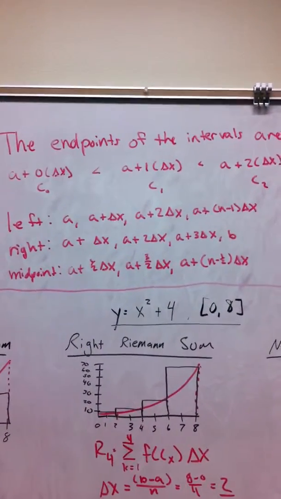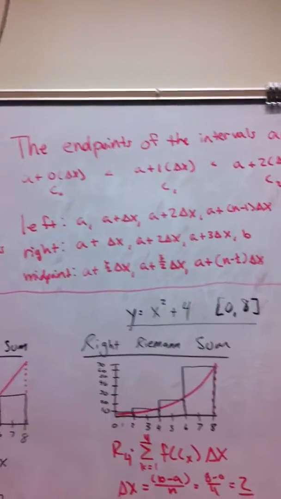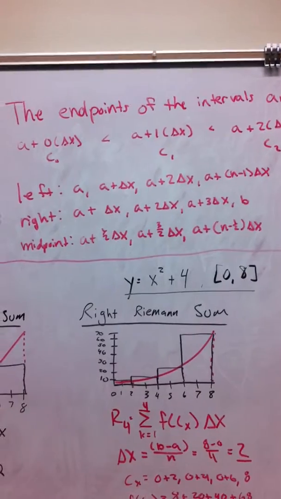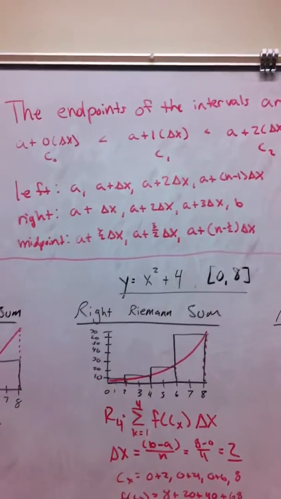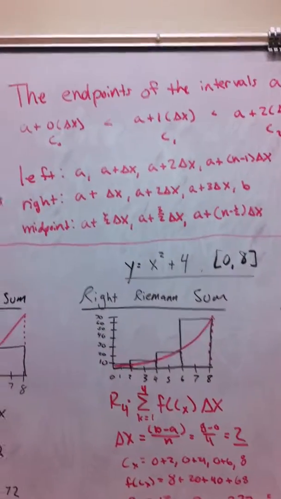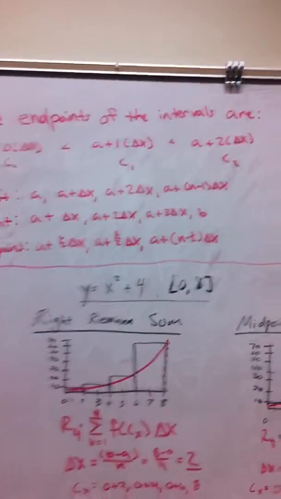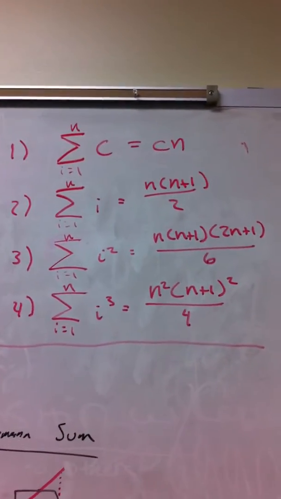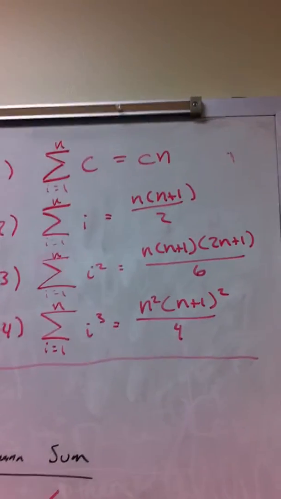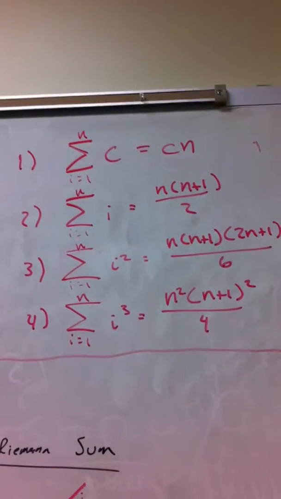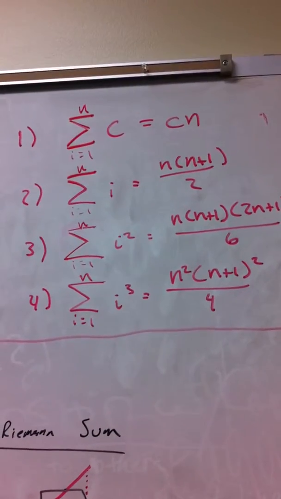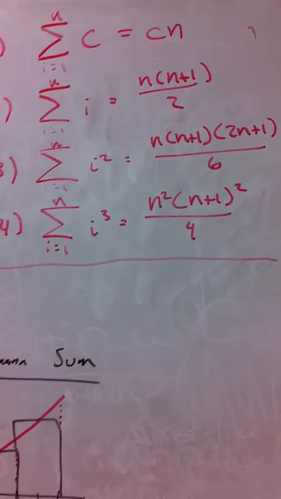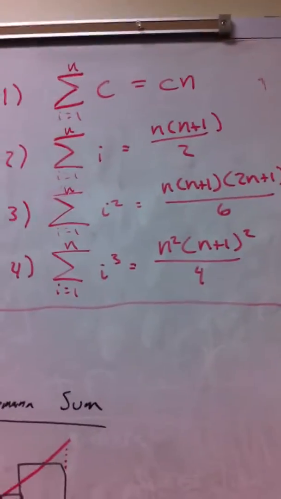For a midpoint Riemann sum, you have a plus 1/2 delta x, a plus 3/2 delta x, and so on until a plus (n minus 1/2) delta x. Our final bit of equations are the summation formulas and identities that help us with the i's. A summation of a constant is equal to the constant times the number of rectangles.